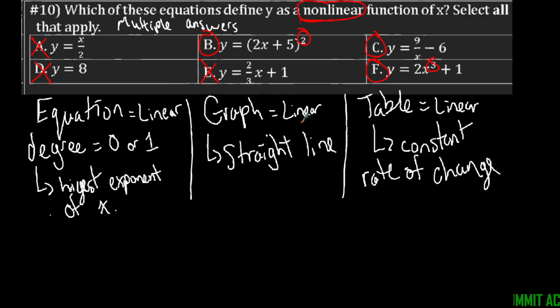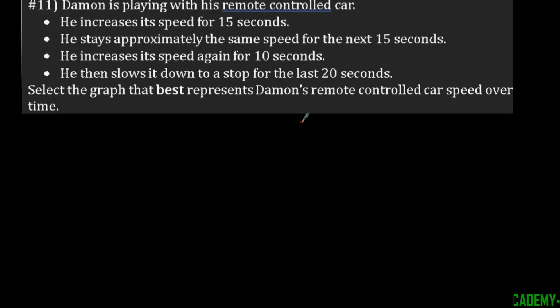Then if we look at number 11, it says Damon is playing with his remote-controlled car. And a couple of things that we have for this. It says he increases its speed for 15 seconds. He stays approximately the same speed for the next 15 seconds. Then he increased its speed again for 10 seconds, and lastly, he slows it down to a stop for the last 20 seconds. It says to select the graph that best represents Damon's remote-controlled car speed over time.